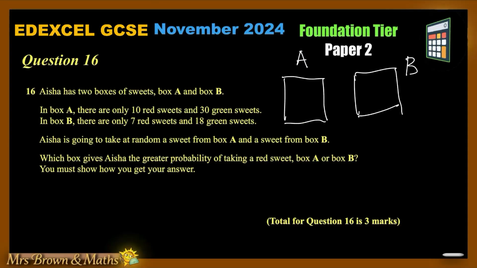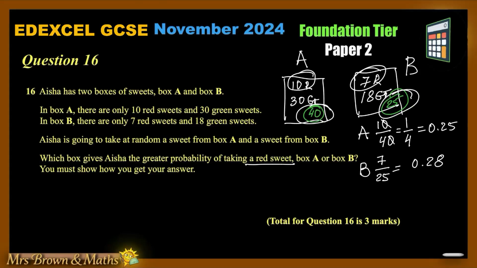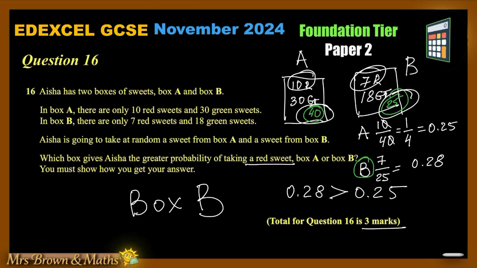Question 16. Box A, 10 out of 40, which is 0.25. Box B, 7 out of 25, which is, use your calculator, divide 7 by 25, 0.28. So, box B is greater.